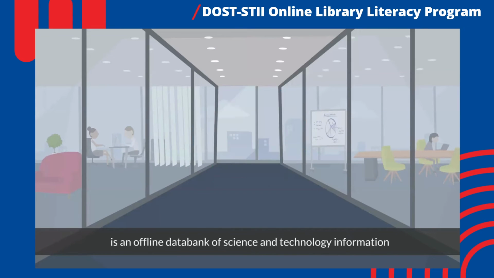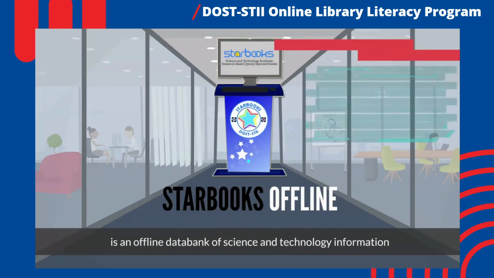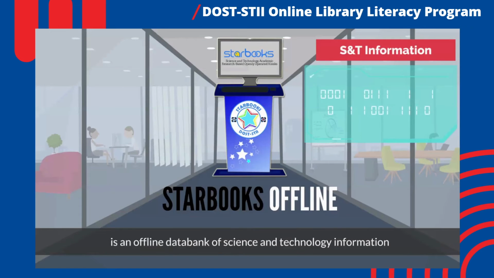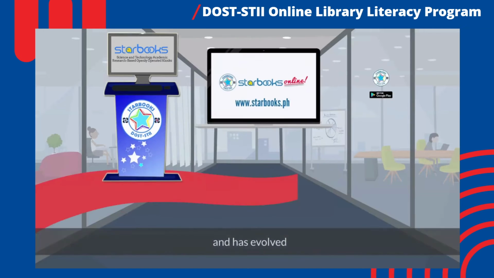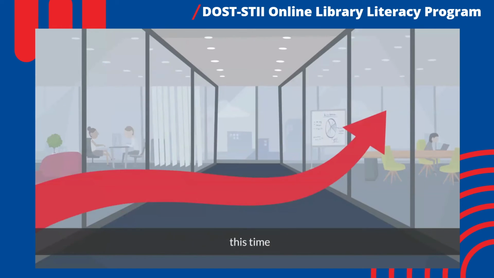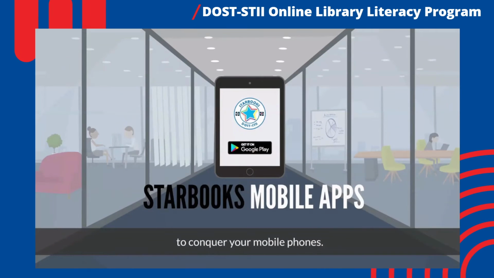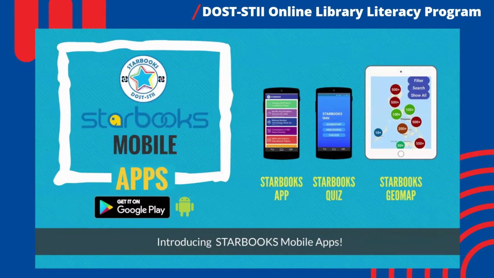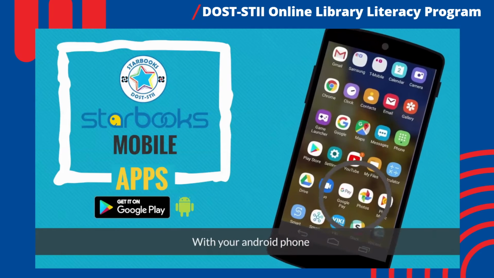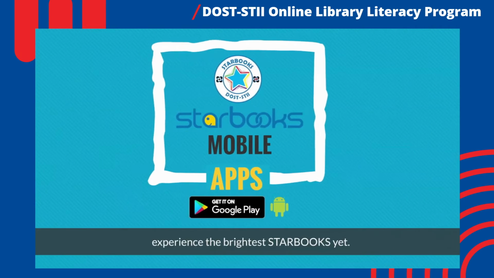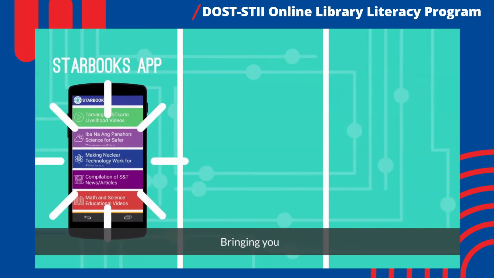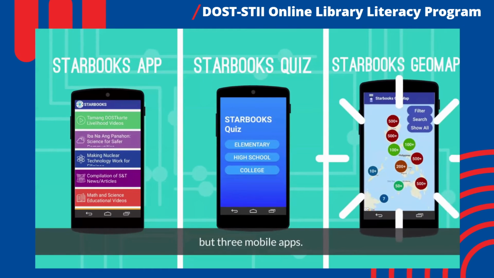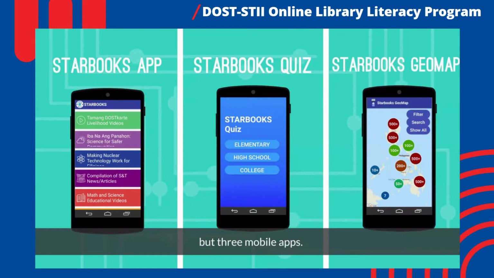Starbooks, as you know it, is an offline databank of science and technology information which once developed an online version for your PC and has evolved this time to conquer your mobile phones. Introducing Starbooks mobile apps. With your Android phone, experience the brightest Starbooks yet. Bringing you not just one, but 3 mobile applications.